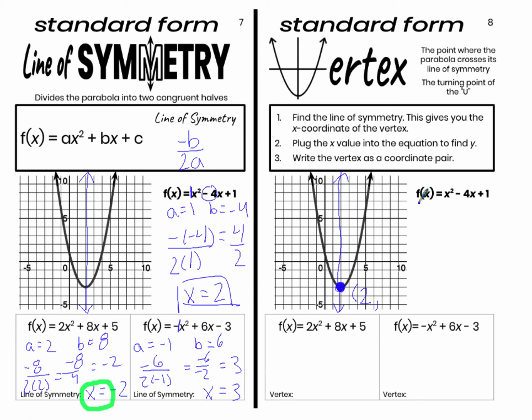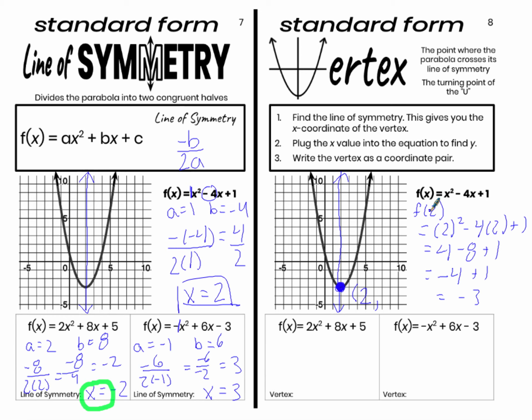To find the entire vertex, I just need to find the y value of my vertex, or f of 2. That means evaluating the function for x equals 2. f of 2 in this case is just 2 squared minus 4 times 2 plus 1. 4 minus 8 plus 1. This is where students tend to make a mistake. They add for some reason first. Don't do that. 4 minus 8 is -4, plus 1 is -3.